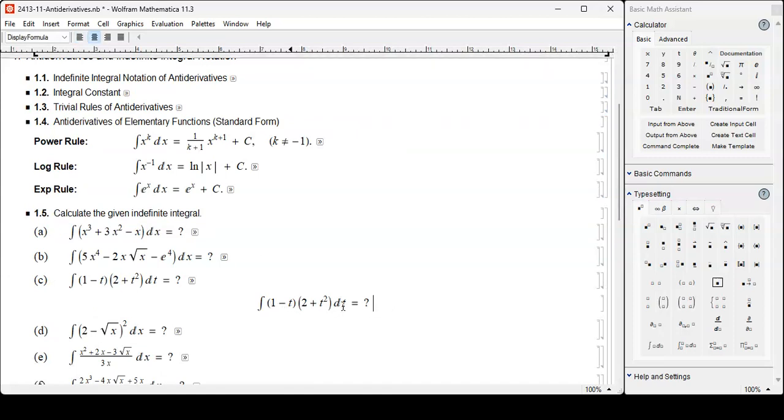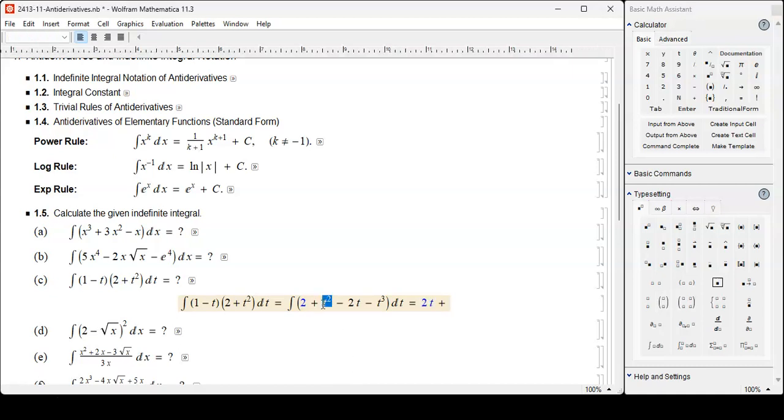Instead, we can FOIL it out. First, 1 times 2, and then outside, and then the inside, and finally the last. All good? Okay. And then let's calculate the antiderivative of each. So this 2 will become 2t. Is that clear?